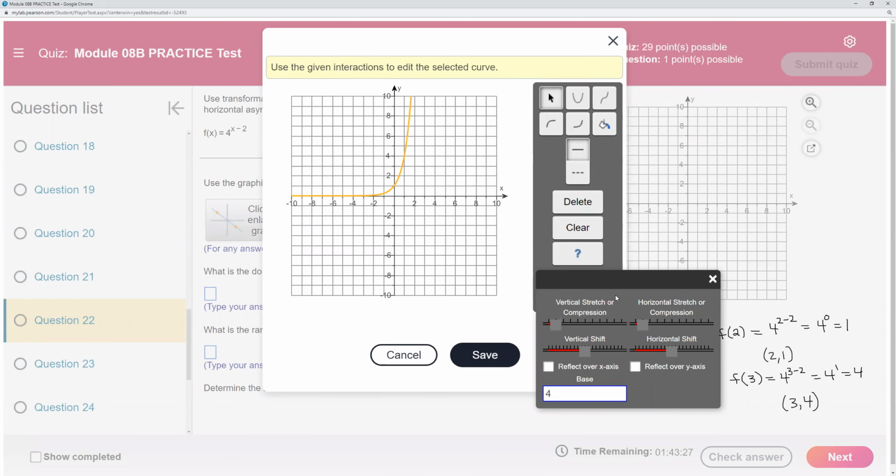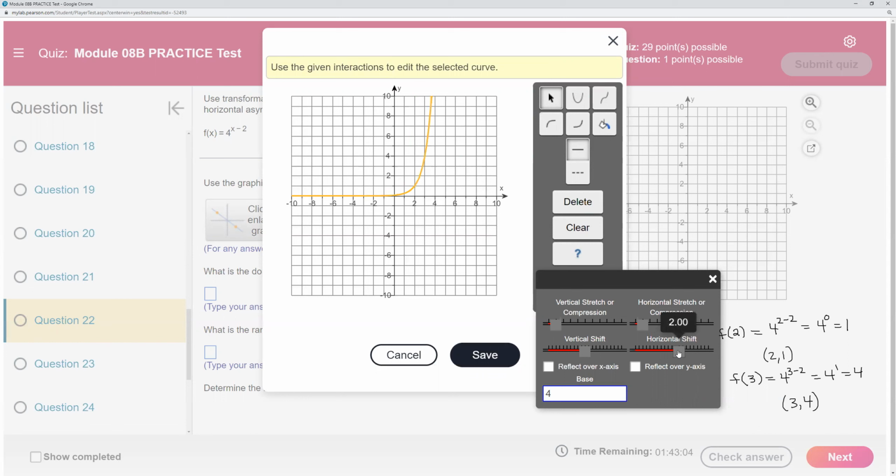So you start getting your points, but then you have to do the transformations. We do not have any reflection over the x-axis or y-axis, so we don't need to check that. We do have a base of 4. Always triple check that that's right. We don't have a vertical stretch or compression or a horizontal stretch or compression, but we do have some shifting. So we didn't have a vertical shift. We had a horizontal shift to the right 2.